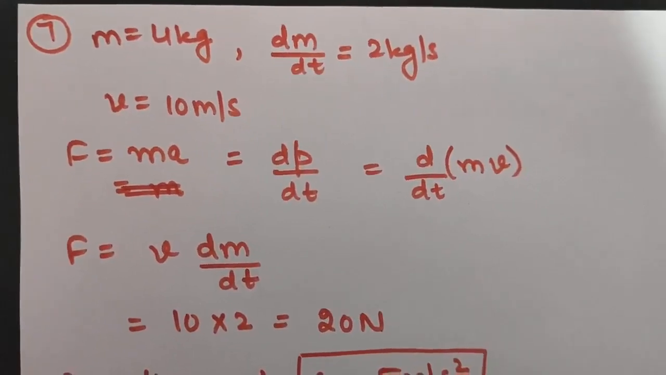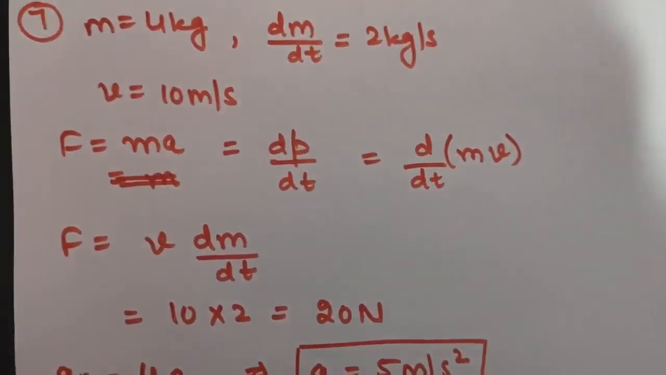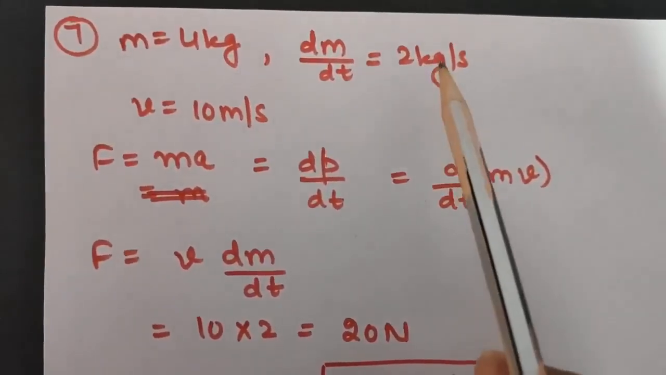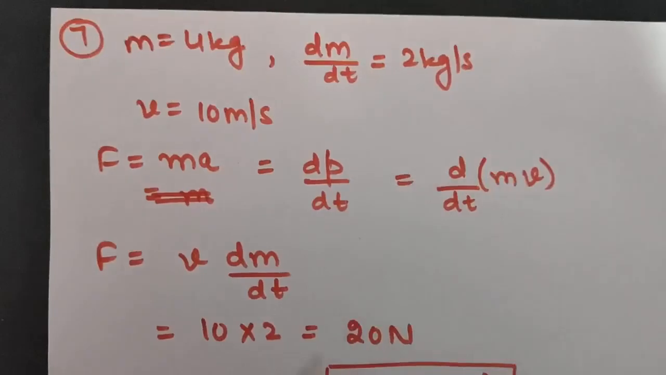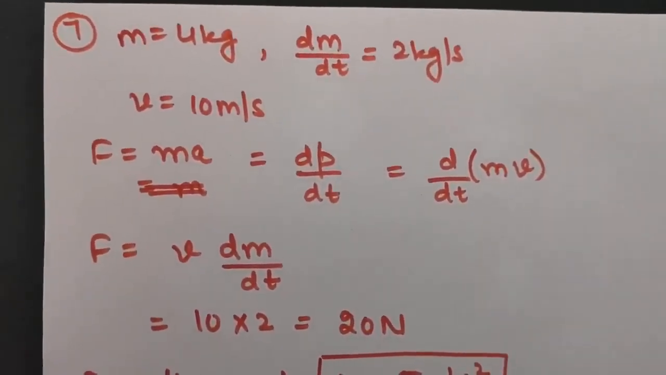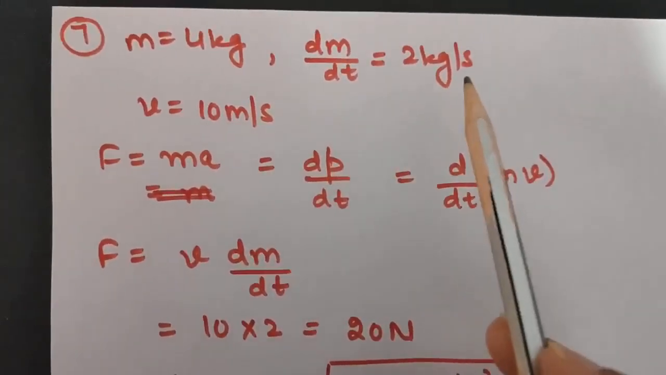See, the rate of the jet of water is given to be 2 kilogram per second. So clearly look at the units, kilogram per second. That means this is mass upon time. So this rate is given for mass per unit time. So I am writing it as dm by dt is equal to 2 kilogram per second.